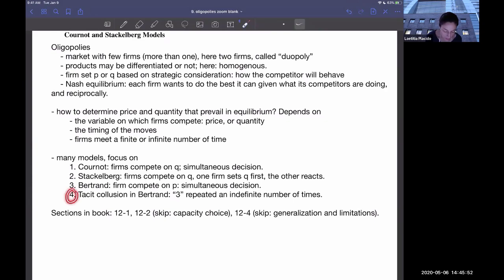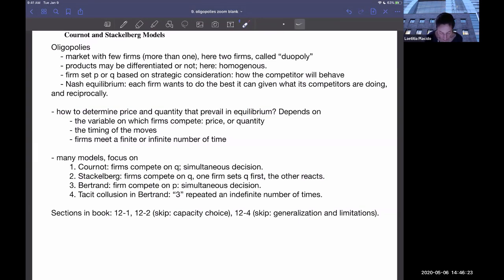The fourth model we are going to cover is a Bertrand model with tacit collusion. Here, we are going to assume that the Bertrand setting is going to repeat an indefinite number of times, and we will see that the Nash equilibrium that is going to emerge will be a collusive equilibrium.